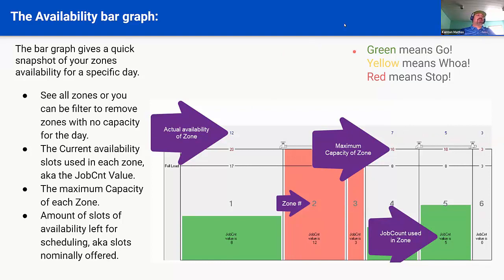Just a quick little thing for those who like quick little tips. Green means go, yellow means whoa, and red means stop. So if your bar graph is green, you have lots of room, go for it. If your bar graph is red, that means stop, you're out of availability. And if it's at the full load line, which is this line represented right here, that would show a yellow, and that means that, hey, you're getting close to being full, so you might want to take some time to think about that.